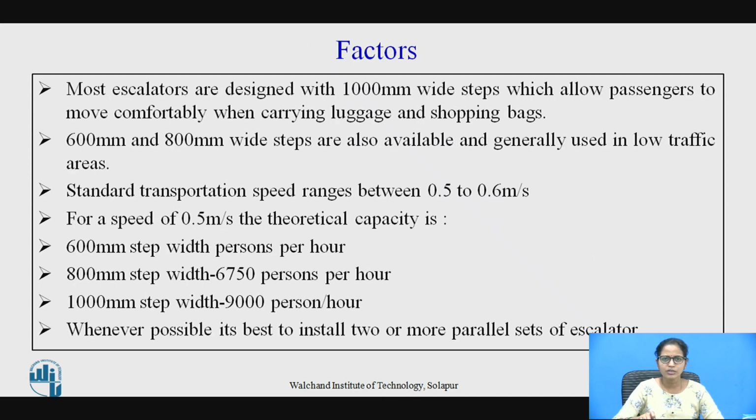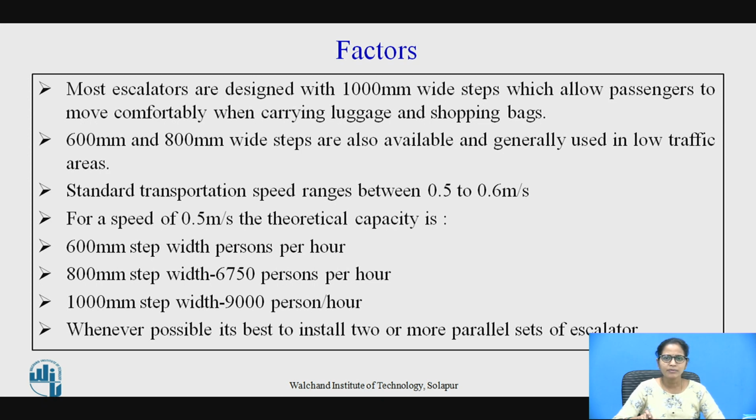So these are the factors which are to be considered. Most escalators are designed with 1000 mm wide steps, which allow the passengers to move comfortably when carrying luggage and shopping bags. So this is the more convenient space, 1000 mm wide steps, so that it will be comfortable also.